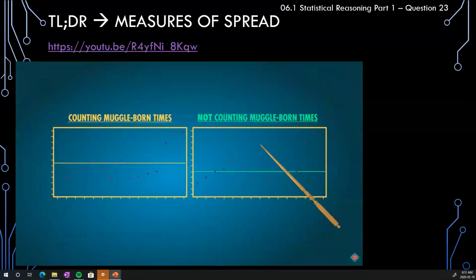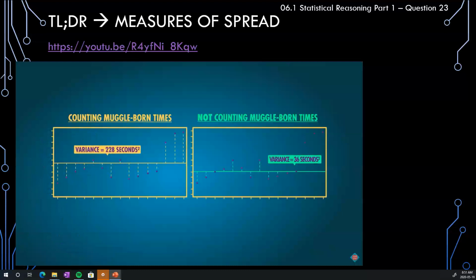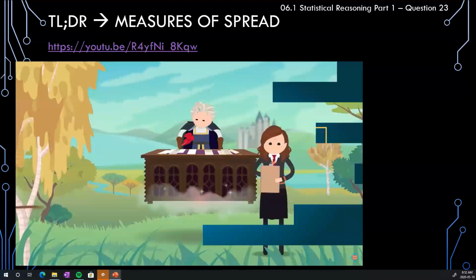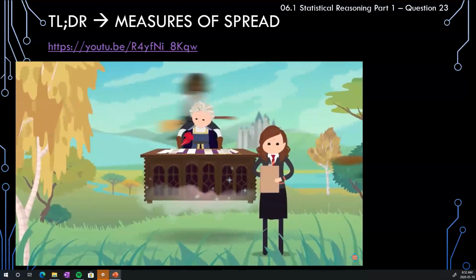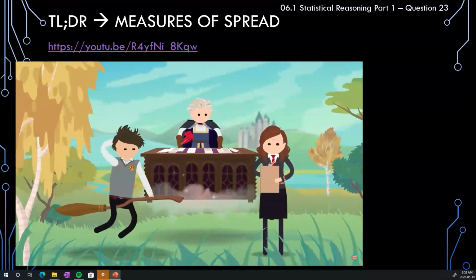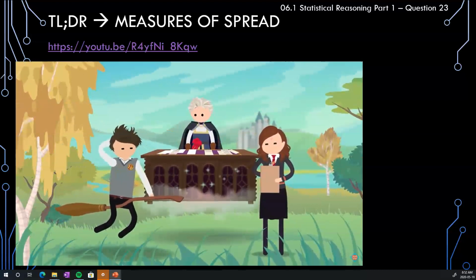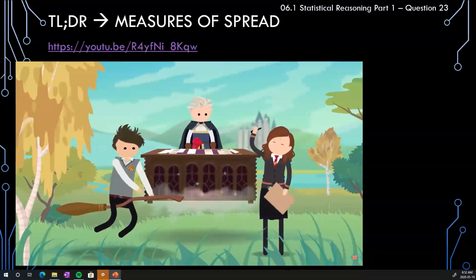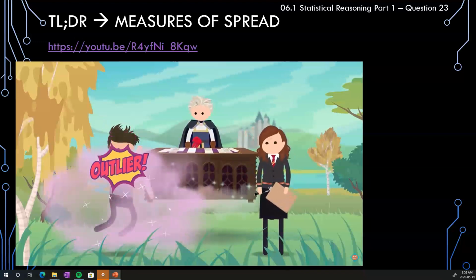If we take out those Muggle-born times, the rest of our data is quite close together, reflected in the variance of about 36 seconds squared. But once we add those times back in, the variance shoots up to about 228 seconds squared, which matches our intuition that the group is now more spread out. You can see that the distance between points and the new mean are much larger than before we put the Muggle-born times back in. These Muggle-born times change our measures of spread and center, but that doesn't necessarily mean these data are bad. We need to think about whether unusual points belong in our data or not. And we'll talk more about unusual points, or outliers, a little later in the series.